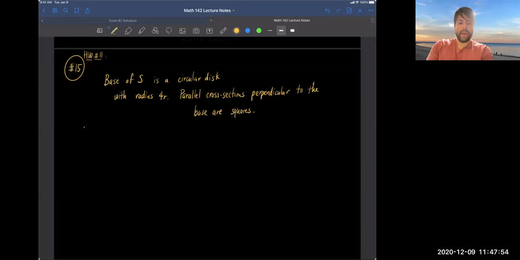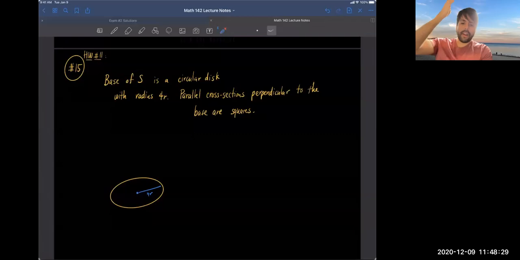Okay, so this requires a visualization of this. And it's not easy at first. So the base of S is a circular disc, right? So I'm gonna draw a circular disc. And what do I know about the circular disc? The radius is what? The radius is 4r, correct? Now, what is it saying? This solid that I have, this is my base. But then the solid is more than just the base, right?